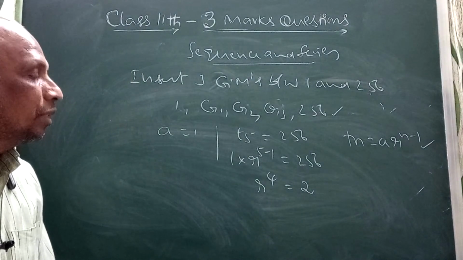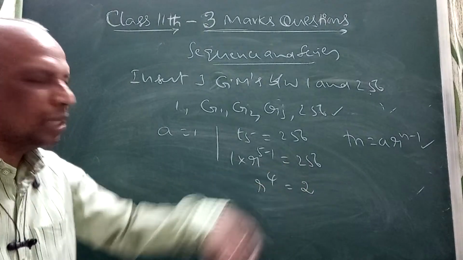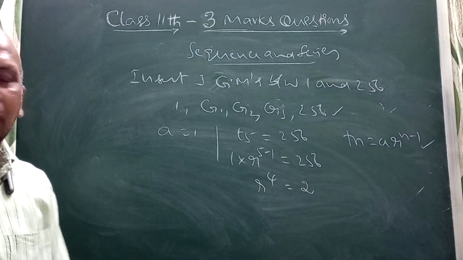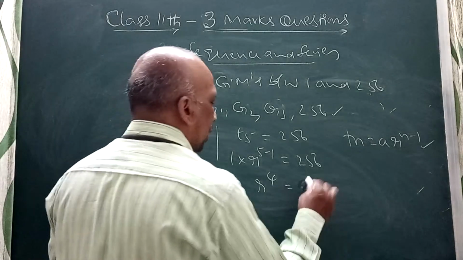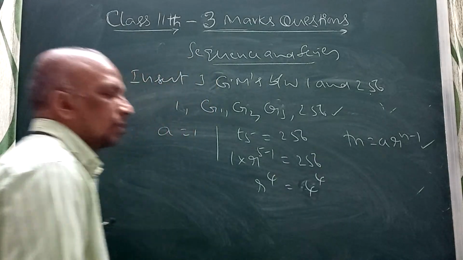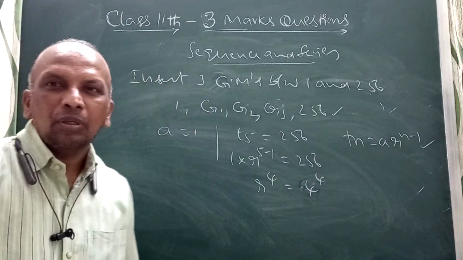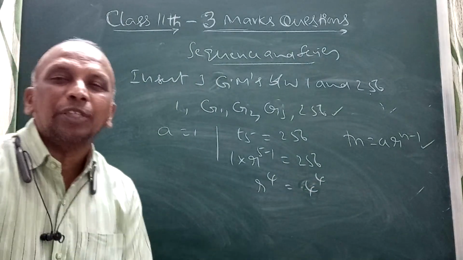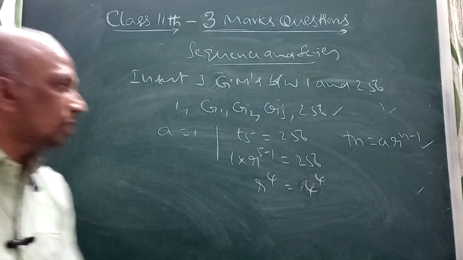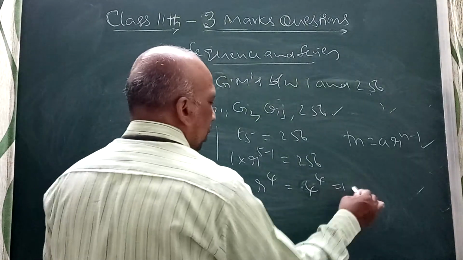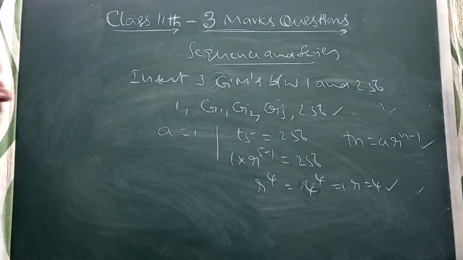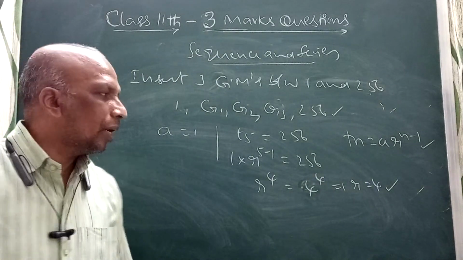What number can I write here to get this? Suppose we find the R value here. You can write 4 power 4, which is 16 into 16, that is 4 into 4 into 4 into 4, which gives 256. So I get R is equal to 4. If we compare, R is equal to 4, correct?